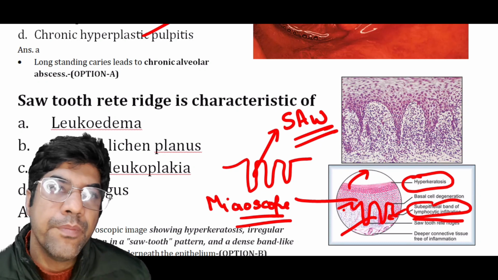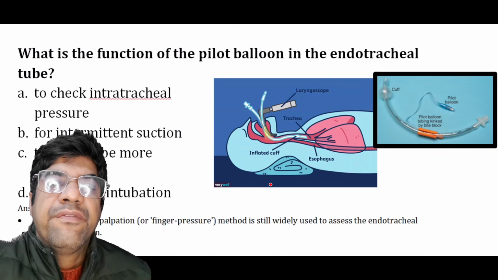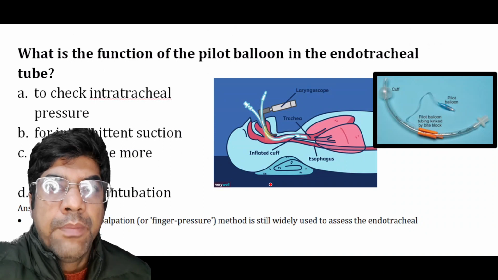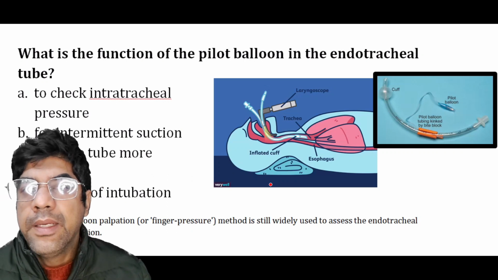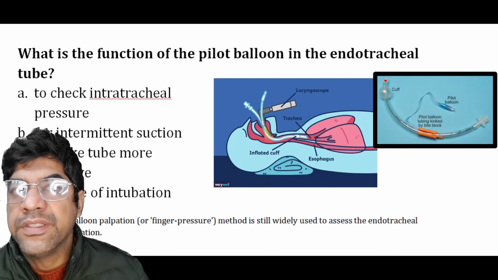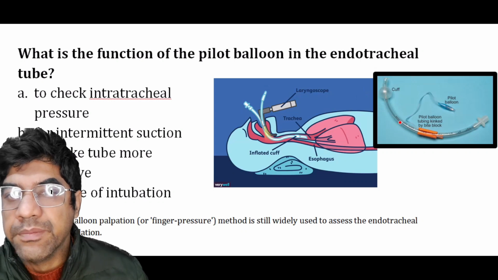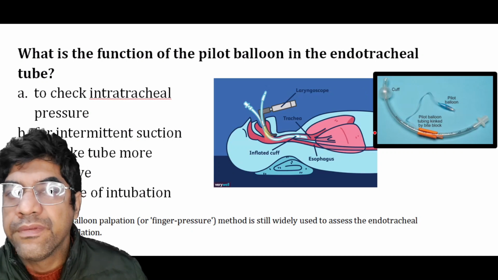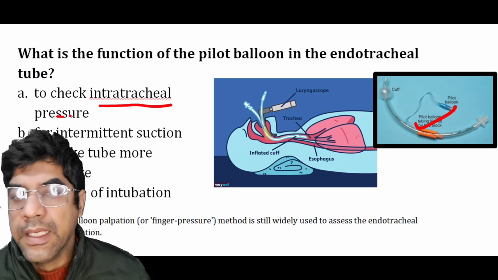Coming to the next question: what is the function of the pilot balloon in the endotracheal tube? Well, the pilot balloon in the endotracheal tube is associated with the cuff inflation system, and its main function is to monitor and control the pressure of the cuff that surrounds the tube. The function of the pilot balloon is to check the intratracheal pressure.